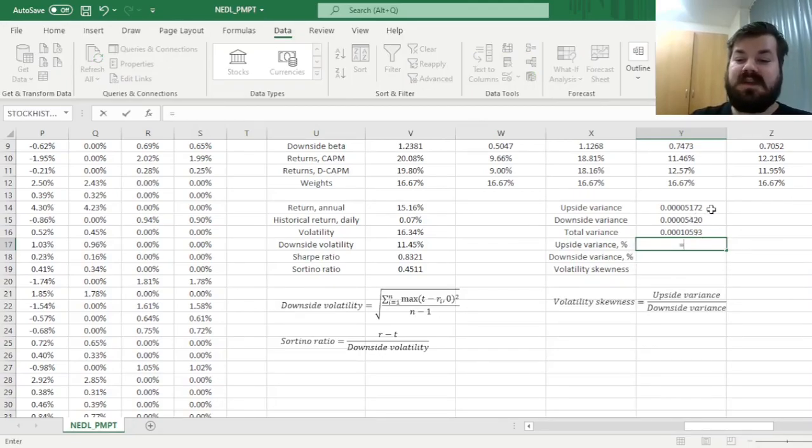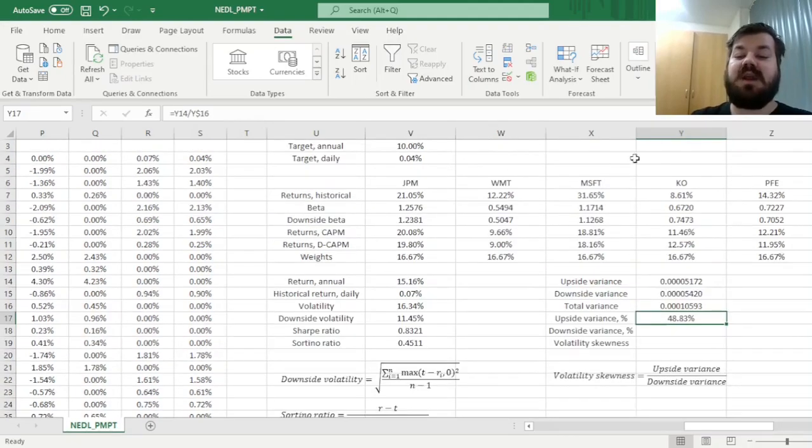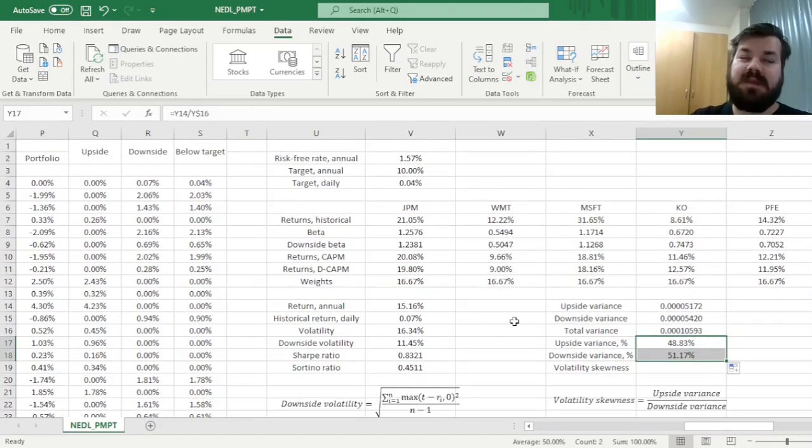For example, if we divide our upside variance by the total variance and we lock the row over here, we get 48.83%, and for the downside variance we get 51.17%, meaning that 49% of our variance comes from the upside and 51% comes from the downside, meaning that more variance of this portfolio, more of its risk, is downside related, which is alarming in terms of the postmodern portfolio theory interpretation.